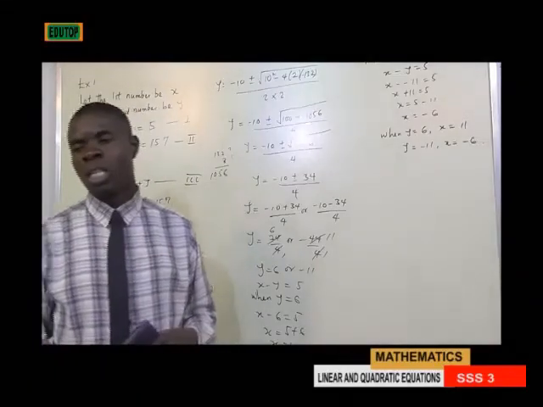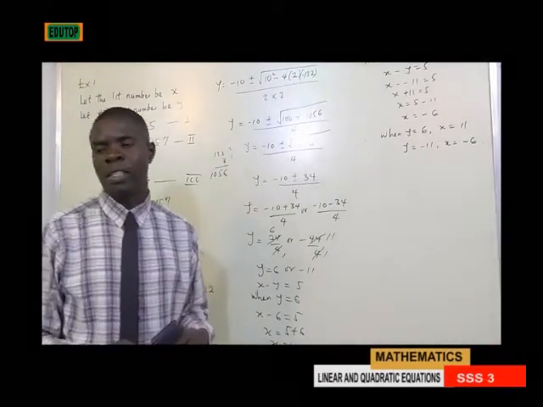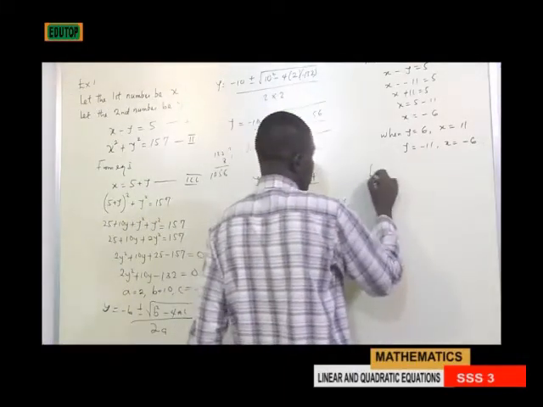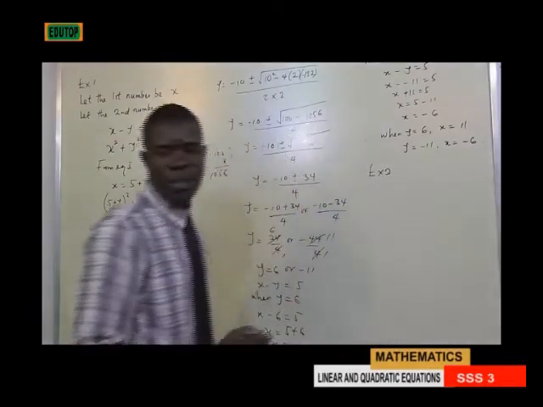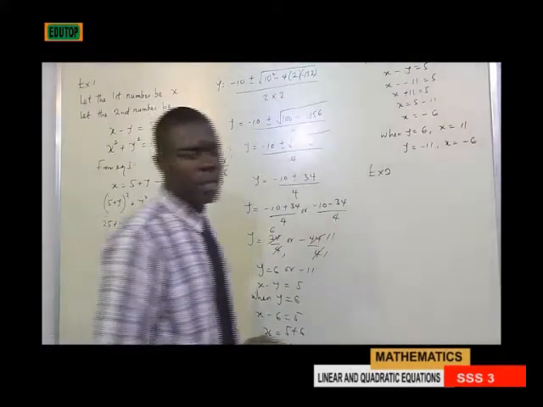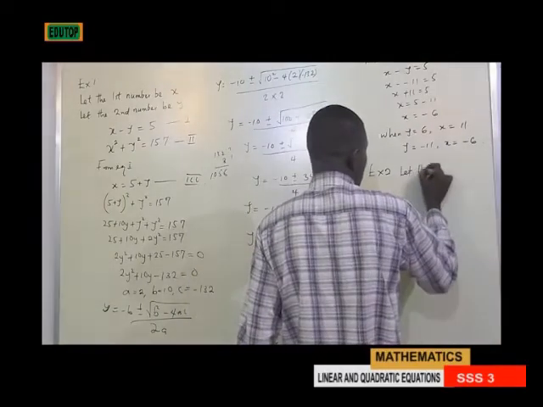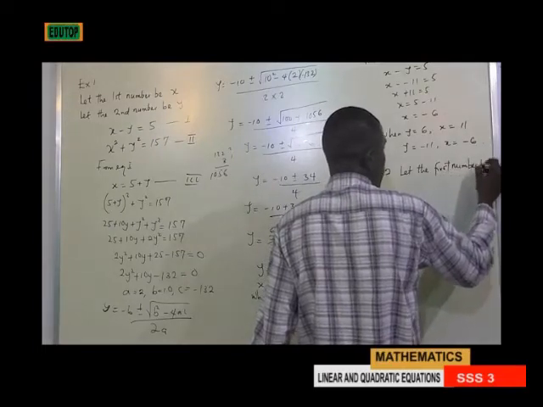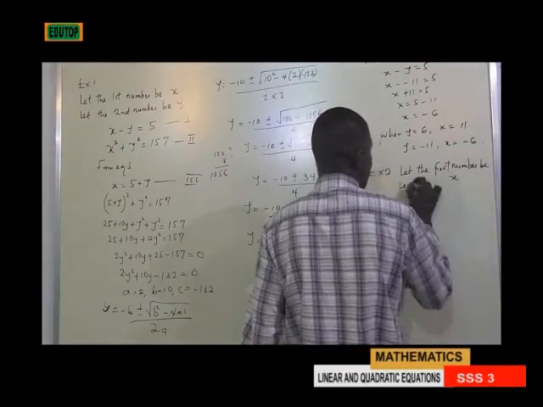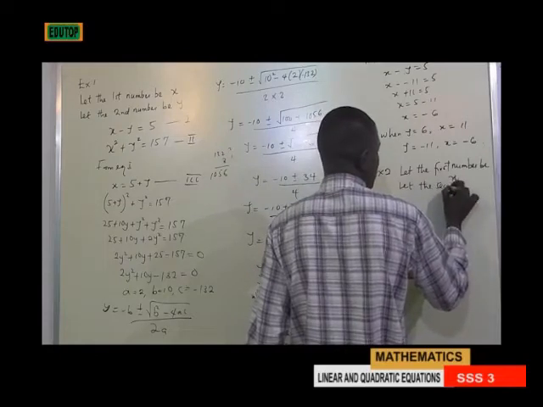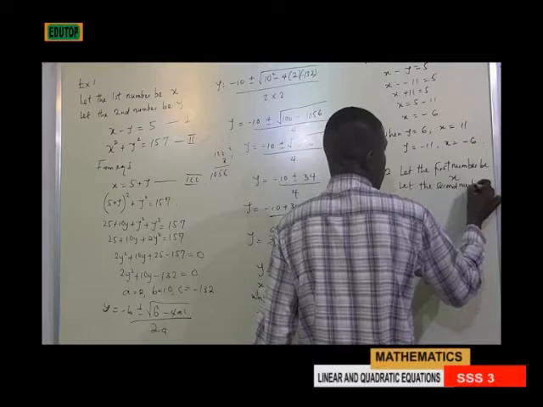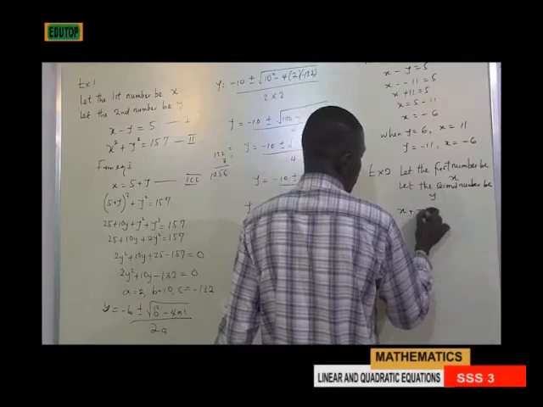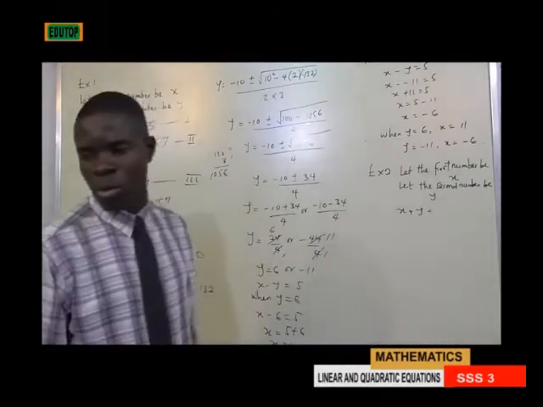Then example 2: the sum of two numbers is 8. Their product is 15. Find the numbers. So example 2 is telling us that the sum of two numbers is 8. Let the first number be x. Let the second number be y. So the sum of the two numbers is equal to 8.